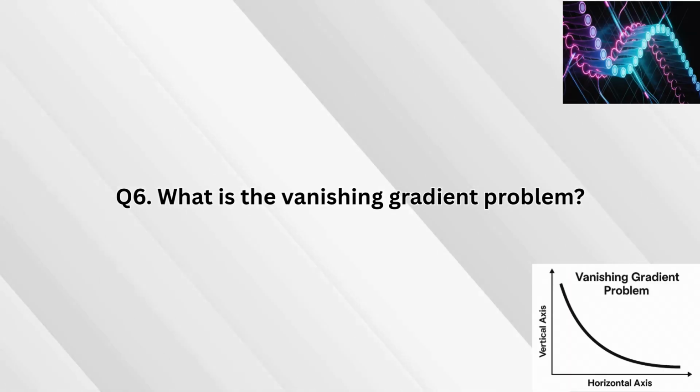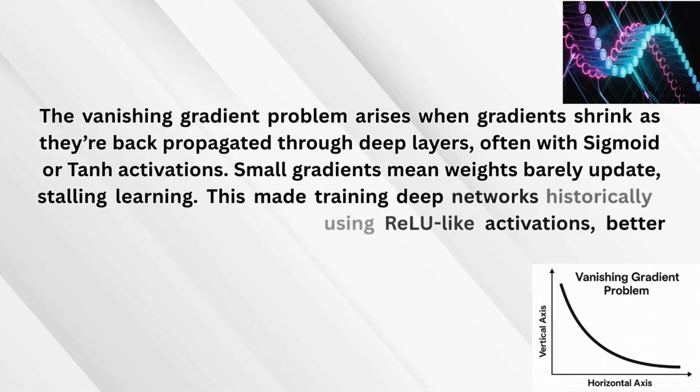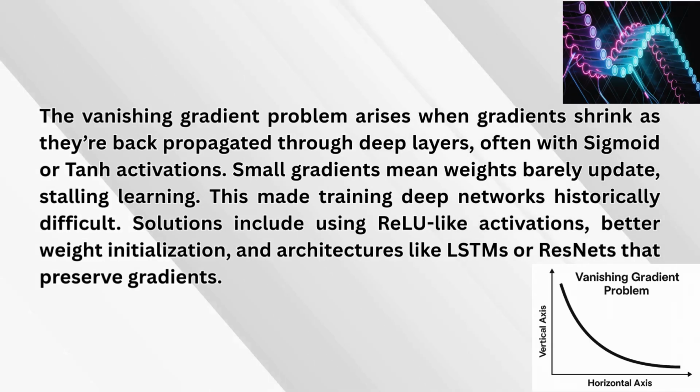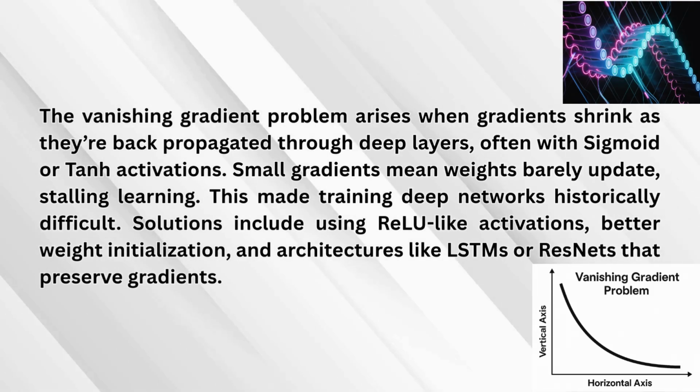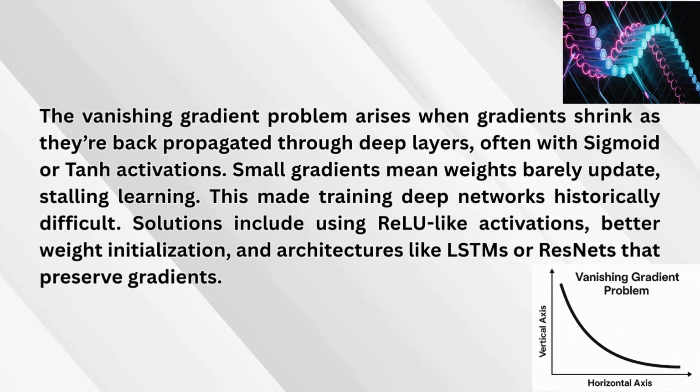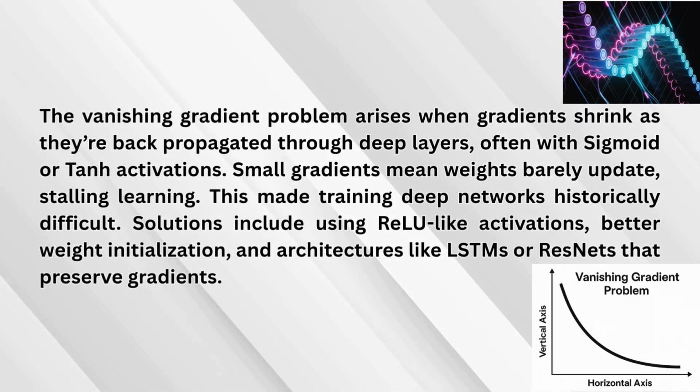What is the vanishing gradient problem? The vanishing gradient problem arises when gradients shrink as they're backpropagated through deep layers, often with sigmoid or tanh activations. Small gradients mean weights barely update, stalling learning. This made training deep networks historically difficult. Solutions include using ReLU-like activations, better weight initialization, and architectures like LSTMs that preserve gradients.